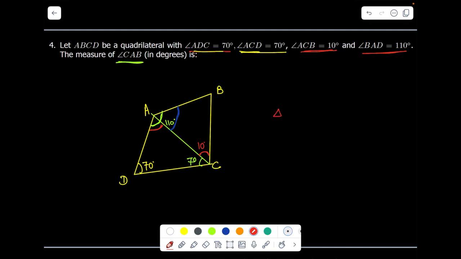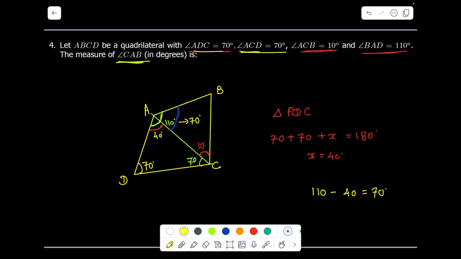So in triangle ADC, we know that 70 plus 70 plus X is equal to 180. So X is 40. So this angle is nothing but 40 degree. So if I want this angle, which is angle CAB, I need to subtract 40 from 110. So final answer is nothing but 110 minus 40. So 70 degree. So this angle is 70 degree, which is the required angle.